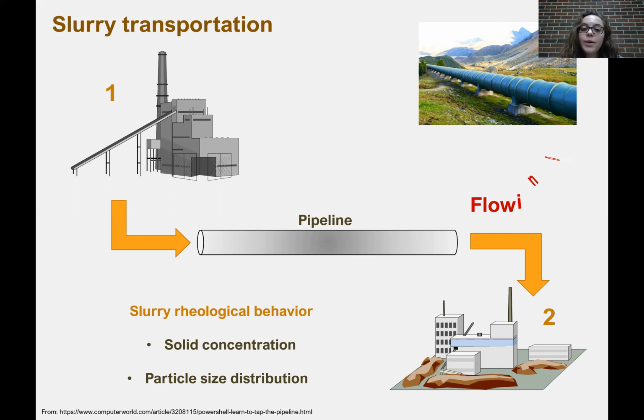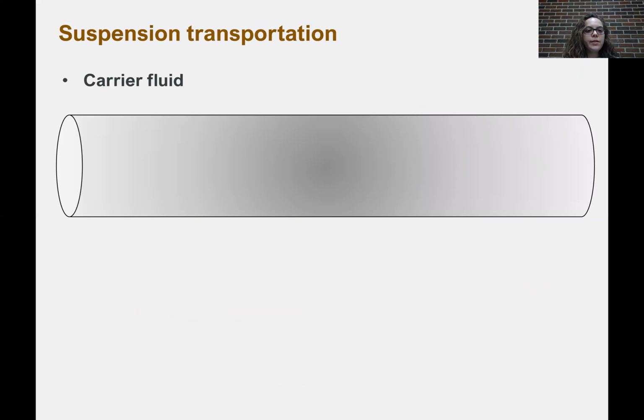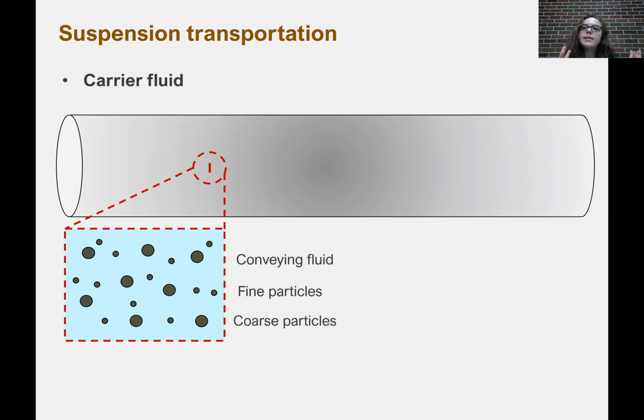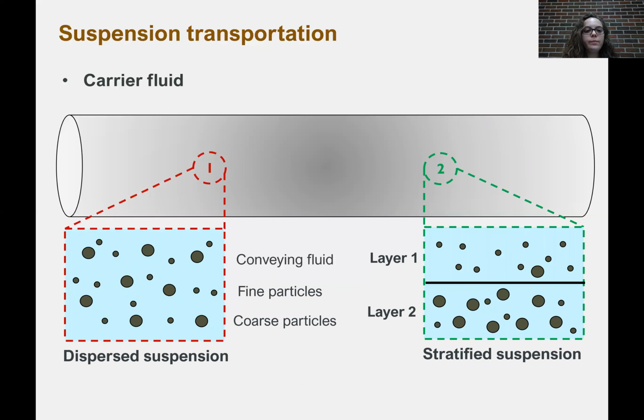So before flowing forward, let's clarify a few terms by zooming in on what is happening inside the pipeline. In this first scenario, you can observe the conveying fluid, also sometimes called the carrier fluid, and the suspension with fine particles and coarse particles forms a nice dispersed system. In the second scenario, you have a stratified suspension with two layers in which the coarser particles are likely to form a bed.